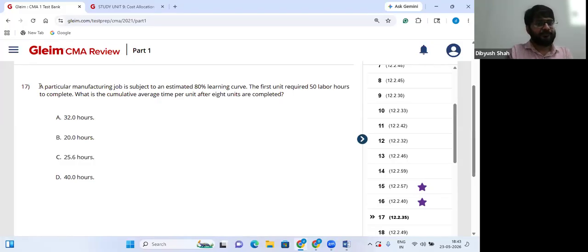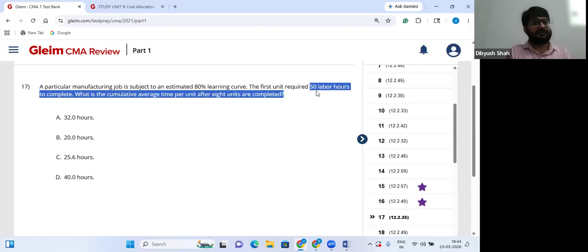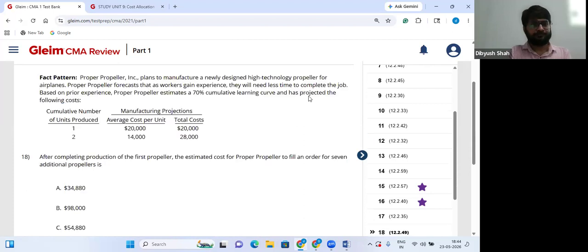See this. A particular manufacturing job is subject to an 80% learning curve. The first unit required 50. What is the time taken? Average time per unit. After, then final column, 8 units. Homework done. Photo.